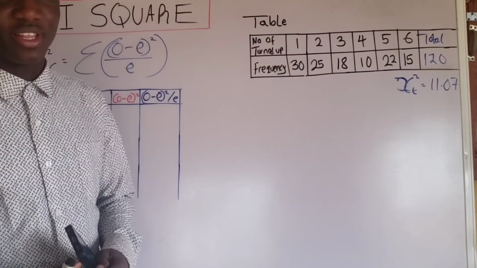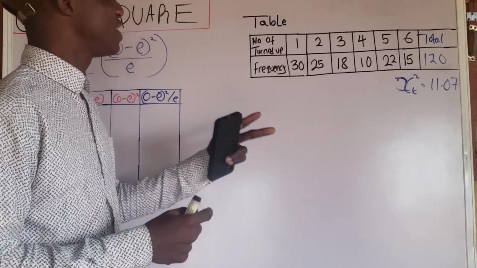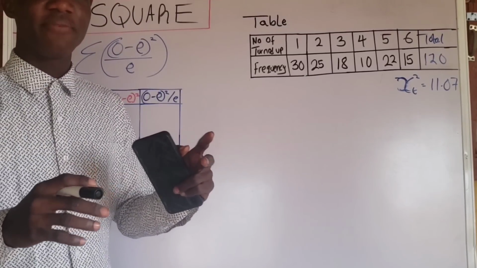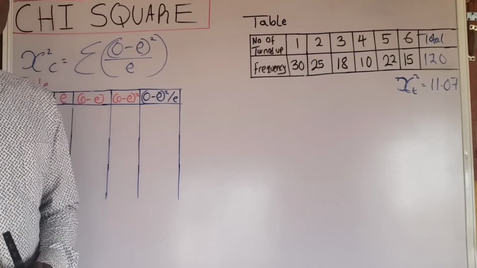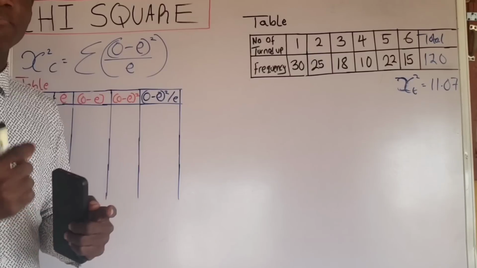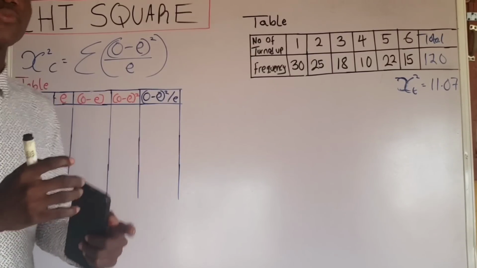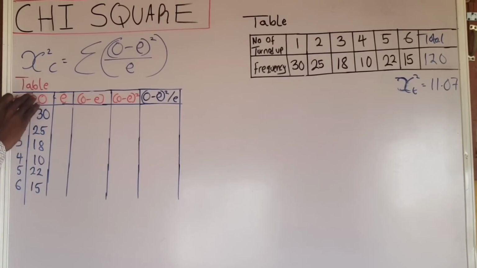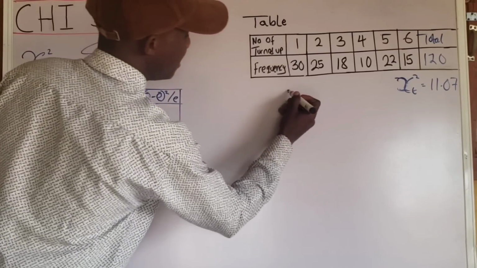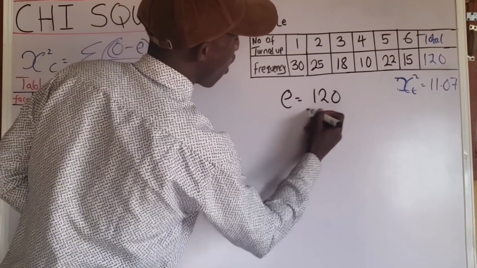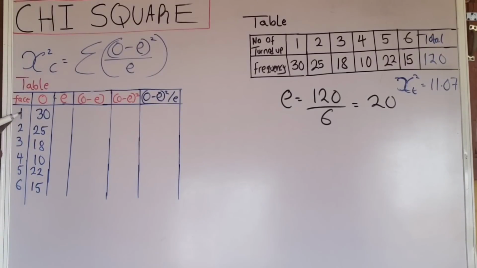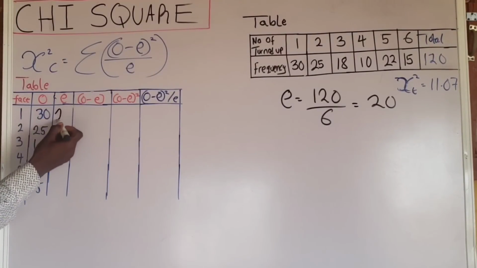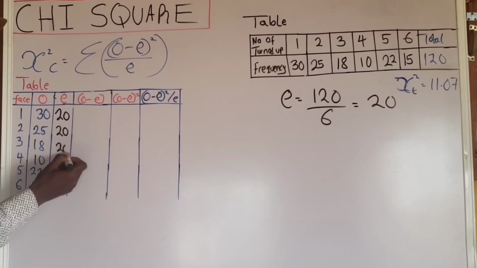Listen to the explanation again. If there is no bias, if the die is unbiased and you throw the die 120 times, the numbers of phases shown must be equal for all the phases. That is, the expected value will be 120 all over the number of phases. That will be equal to 20. That is, 1 must appear 20 times. So the observed value must be equal. That is 20.